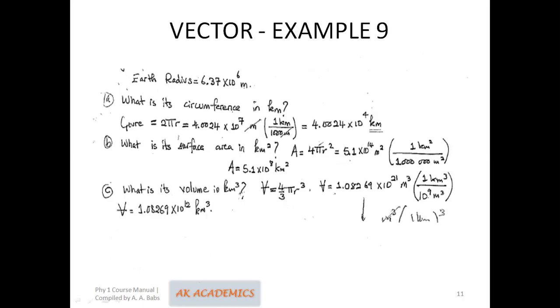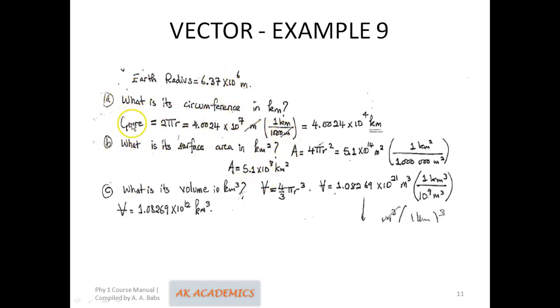Hello guys, this is the last question I promised to discuss with us in our conversation regarding vectors. So example 9 practically falls under uniform circular motion. Given the Earth's radius as 6.37 times 10 raised to the power 6 meters, what is the circumference in kilometers? What is the surface area of the Earth, and what is the volume?